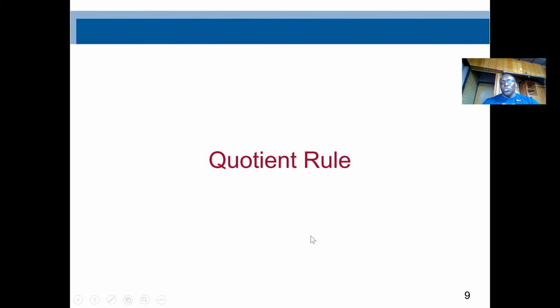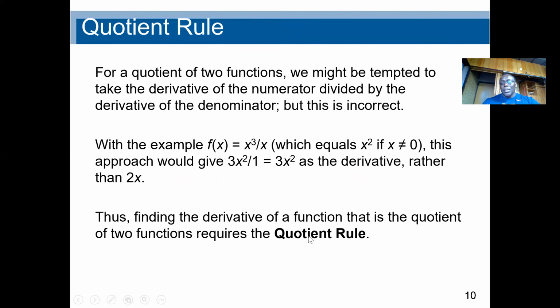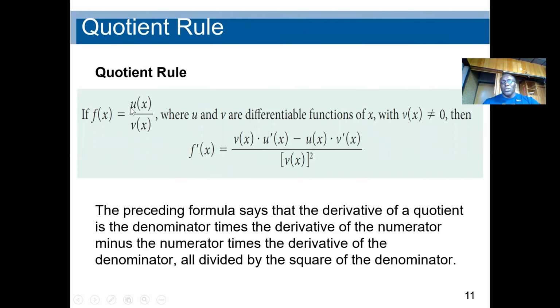So let's go to the quotient rule. Again, it's not regular algebra whereby I will say, okay, x cubed divided by x, the answer will be x squared. No. In derivatives, we have a special quotient rule. And this is how it works. So if I have u of x divided by v of x, it's not the same as saying u divided by v or whatever.